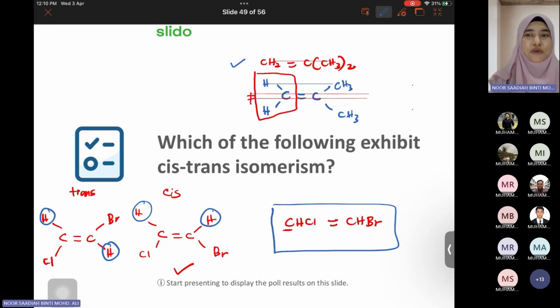Okay, so hopefully those who made mistakes, for this question, you can try more exercises in your workbook. Cuba practice, so that you are able to identify which organic compounds can exhibit the cis-trans isomerism, and how do we draw the cis isomer and also trans isomer.